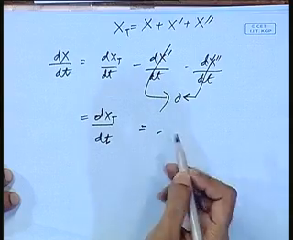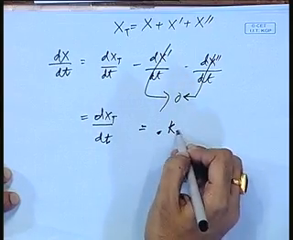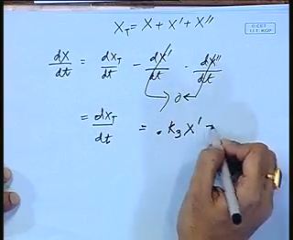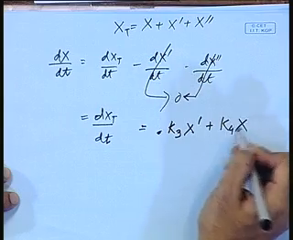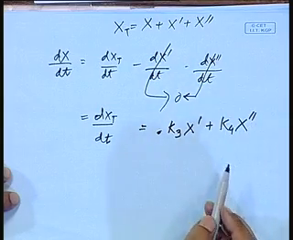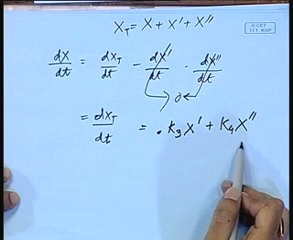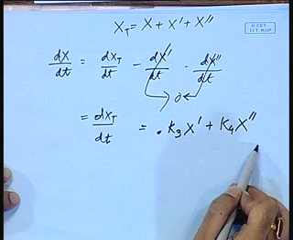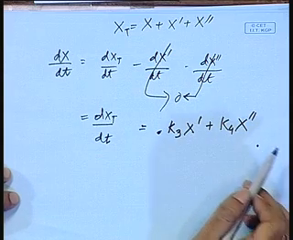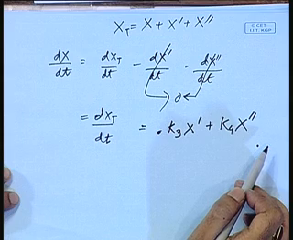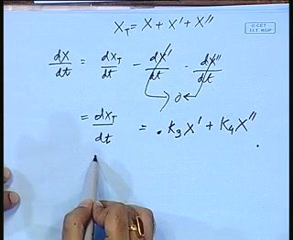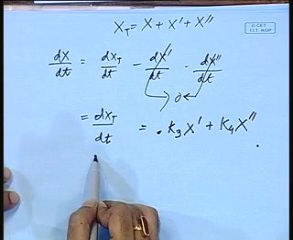Now this equals k3 x prime plus k4 x double prime. Can you tell me why that is? dxt dt equals k3 x prime plus k4 x double prime, right? So xt is what? xt is the overall amount of cells that are present.